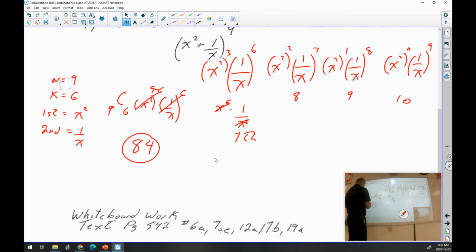Okay, so the term independent of x, i.e. every other term is going to have an x in it. Therefore, every other term will have an x in it. This is the only one where the x's are going to cancel out.